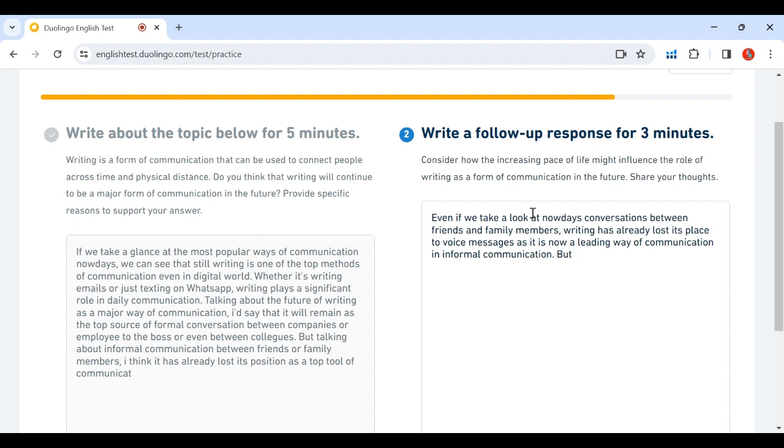But the rapidly fast pace, rapidly fast, what do we say, pace, yeah, pace of life may not affect the role of writing.